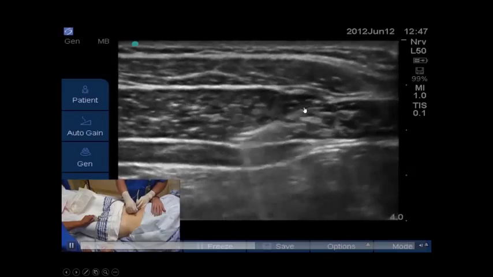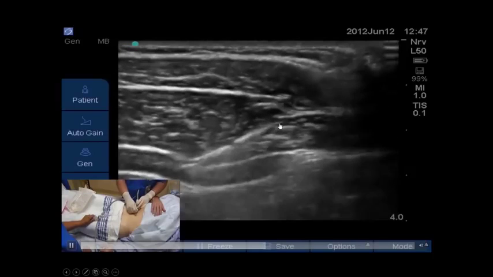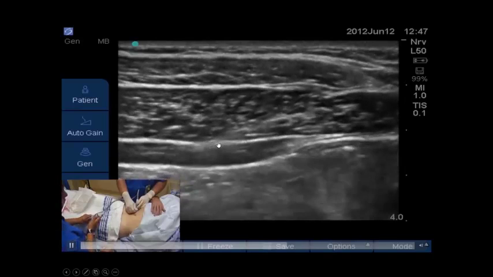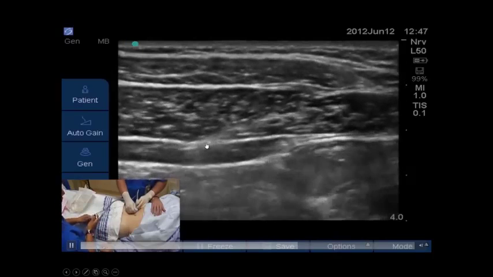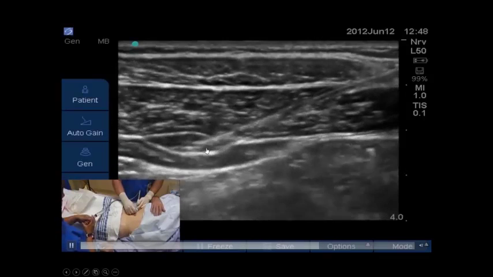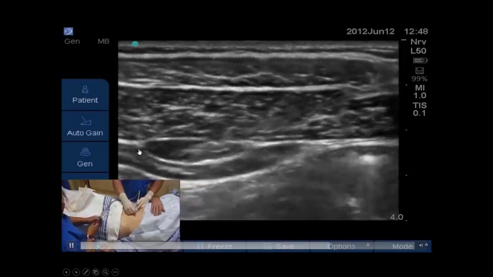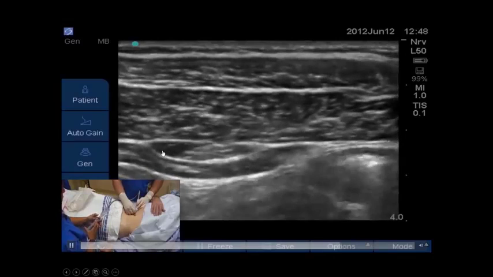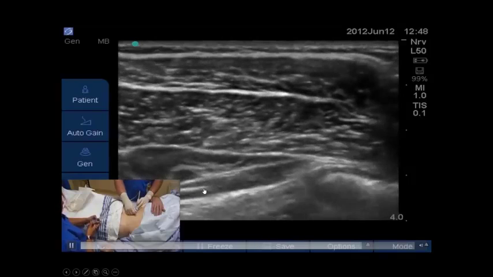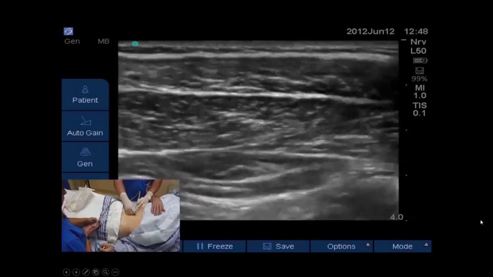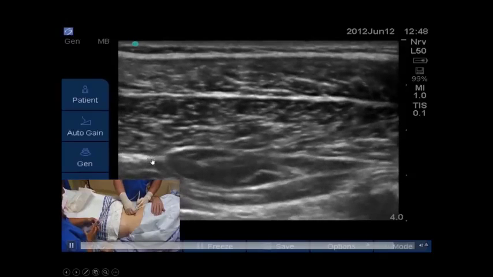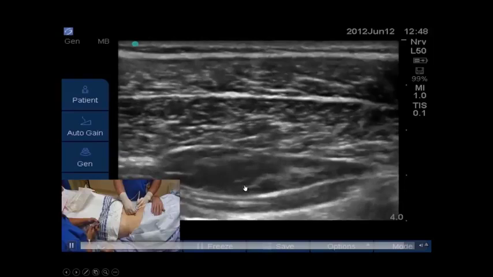Here you can see the needle is coming through. This is the needle coming inside and traversing these two muscles, and now it will be injecting local anesthetic. Now you can see that the local anesthetic is being injected in between the internal oblique and transverse abdominis muscle. The needle will be advancing further, and local anesthetic is being injected.